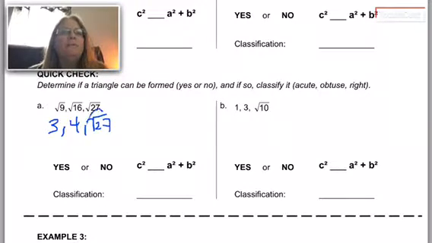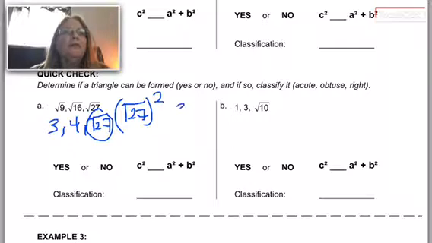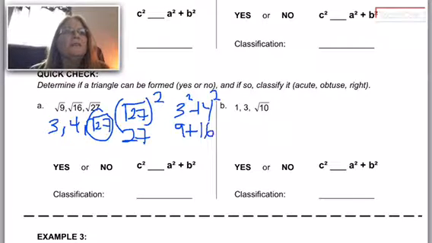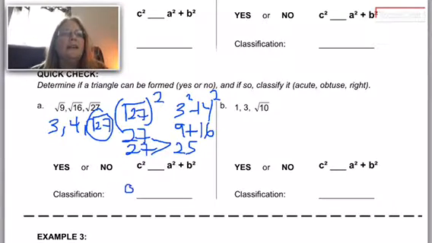So the biggest number was this one. We want to take the square root of 27, square it, and compare it to 3 squared plus 4 squared. The square root of 27 squared is 27. Now we're going to compare that to 9 plus 16. So we're comparing 27 to 25, and this is greater. So c squared is greater than a squared plus b squared, so this would be an obtuse triangle.